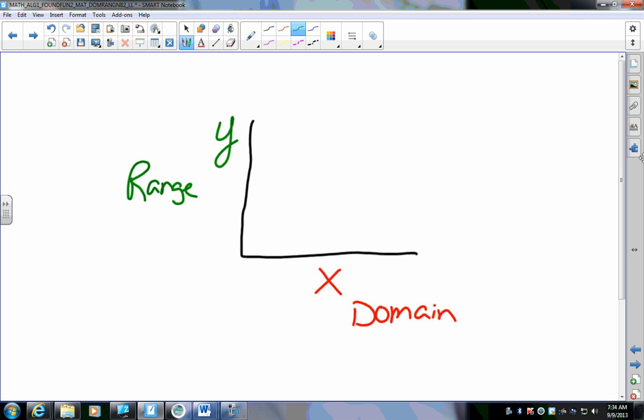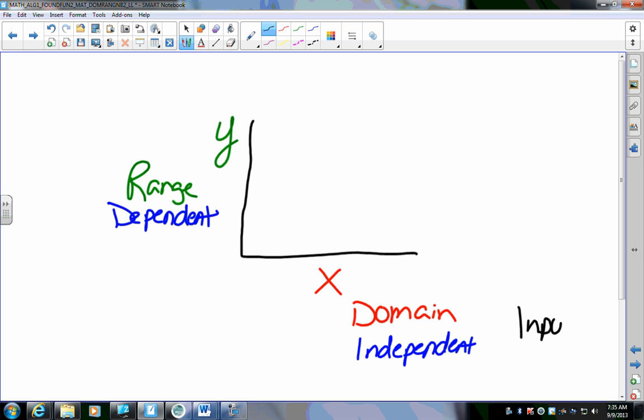Let's remind ourselves as well, what else do we call the domain? Starts with an I. It is the independent. So the range is the dependent. There's one other word that we used. Started with an I again. You had that little funky machine where you input. We have X is the input. Y is the output.